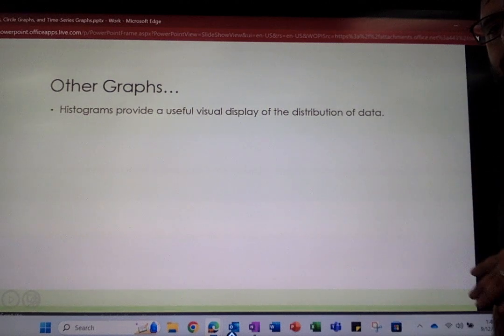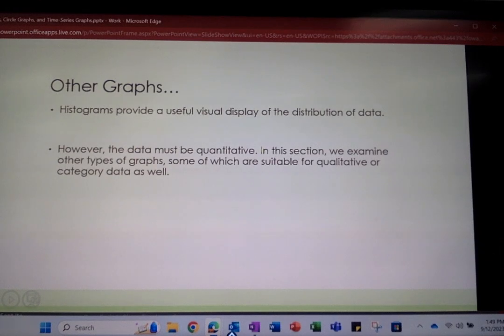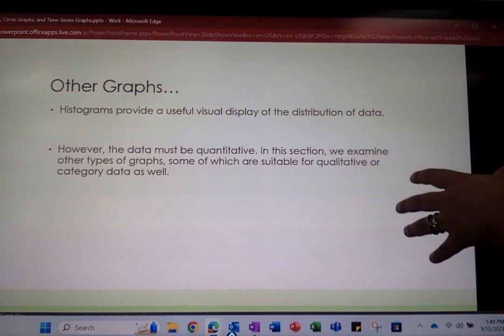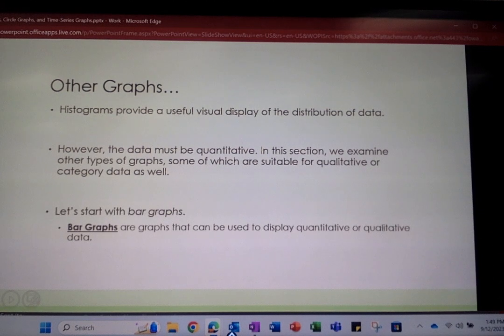While histograms do provide a useful visual display of data, that data has to be quantitative. We can't use histograms for qualitative data. But there are other graphs that we can use for qualitative data, starting with bar graphs. We've all seen bar graphs before.